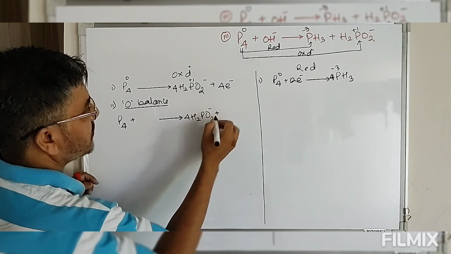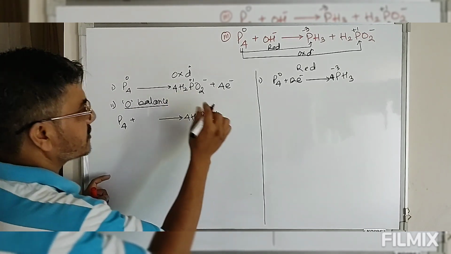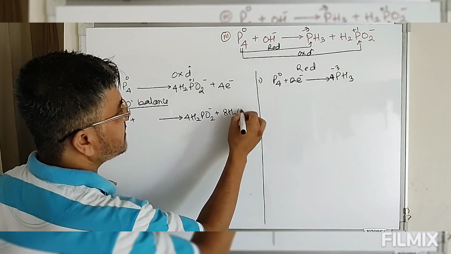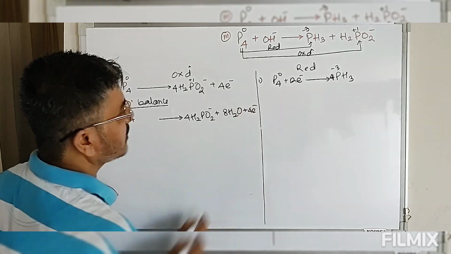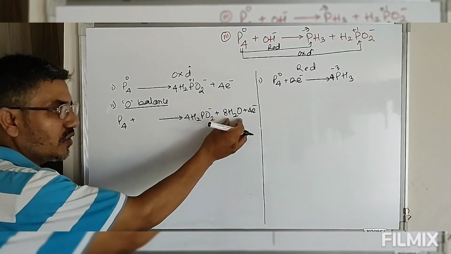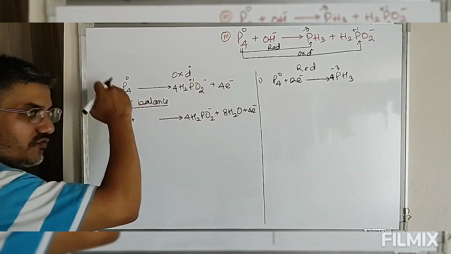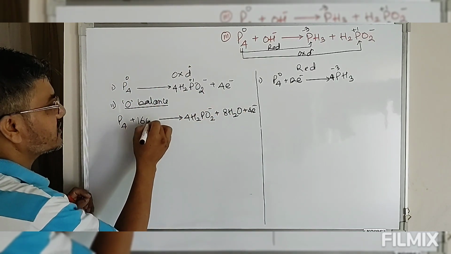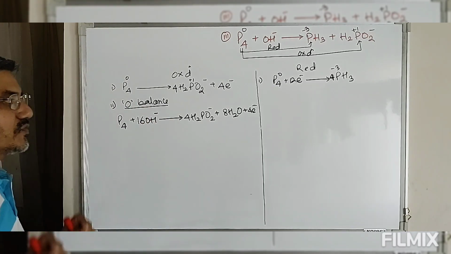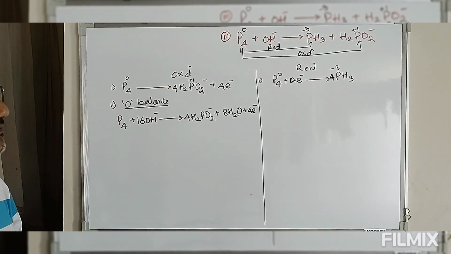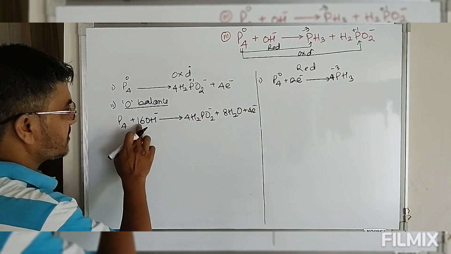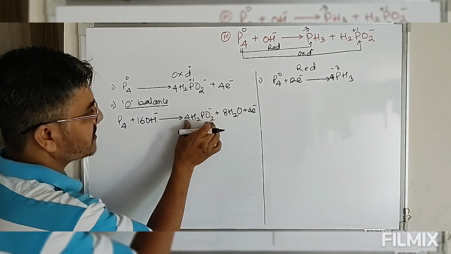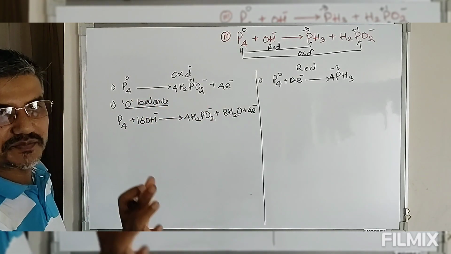4H2PO2⁻ plus, there is excess of 8 oxygen, so 8 water molecules, and 4 electrons. Now since 8 water molecules are made, twice of hydroxide on the opposite side, so 8 into 2 is 16, so 16 OH⁻. You have made this 8, so let's cross check. 16 oxygen, 8 plus 8 is 16 oxygen, oxygen is balanced.